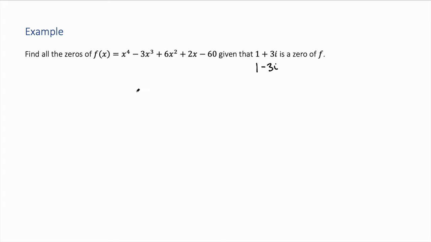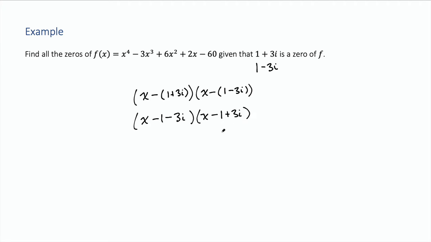What this tells us is x minus (1 plus 3i) is a factor, and x minus (1 minus 3i) is also a factor. So what we're going to do here is multiply all of this out, and this will tell us a way to factor this polynomial. So first I'm going to distribute my negatives. So x minus 1 minus 3i and x minus 1 plus 3i. Now we need to distribute everything.